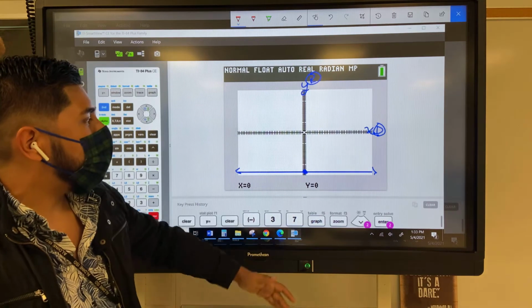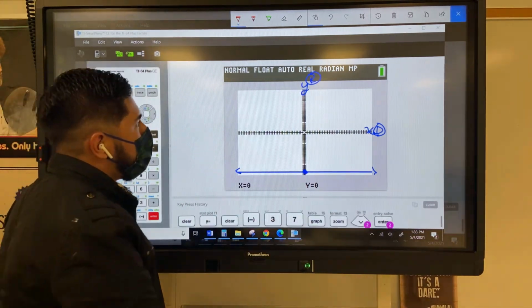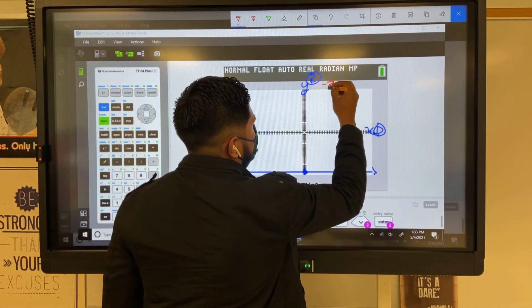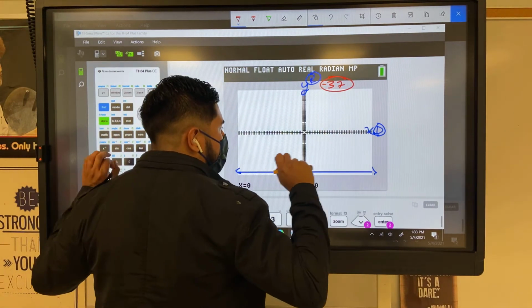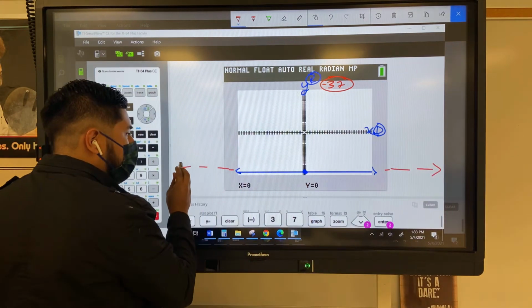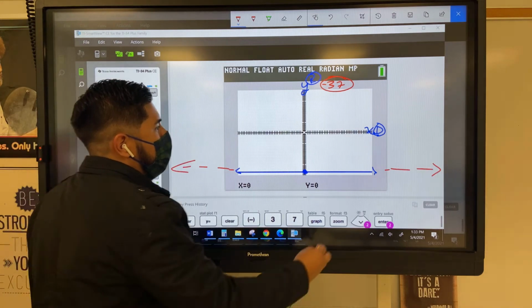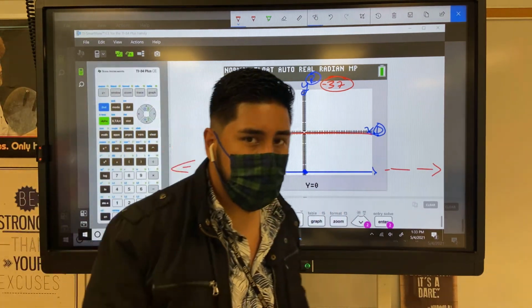So what is my range if it's just going through negative 37? It's only negative 37. What about domain, if it's touching every single one of my x values? It's going through all these x values forever and ever.